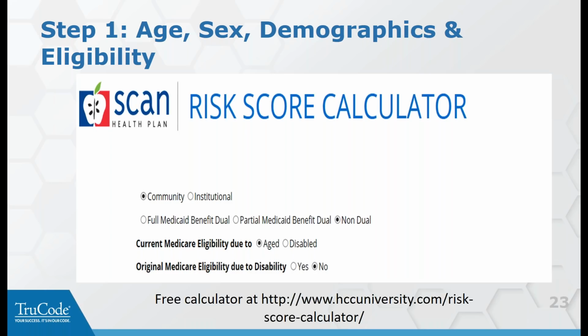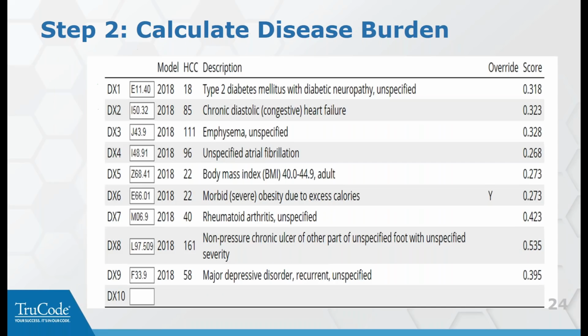They are on Medicare for age, not because of disability, and they haven't ever had any Medicare for disability. So all of those have to be accurately documented in order to capture that demographic factor. Then the next thing you do is calculate the disease burden.